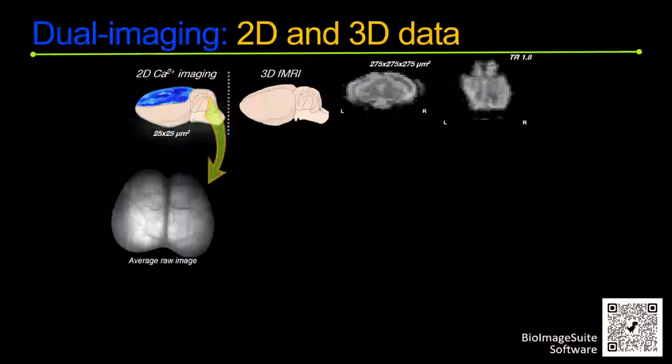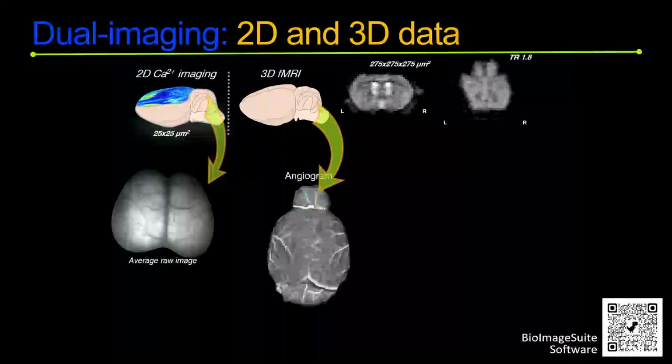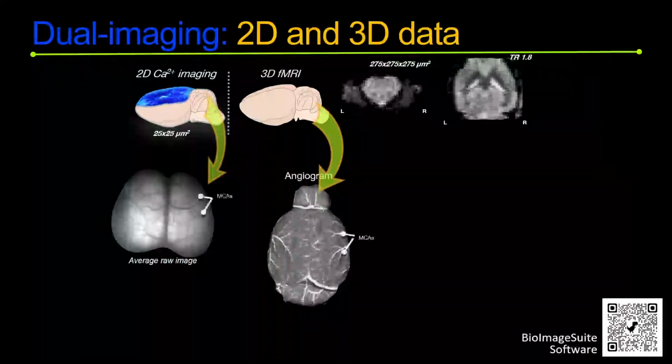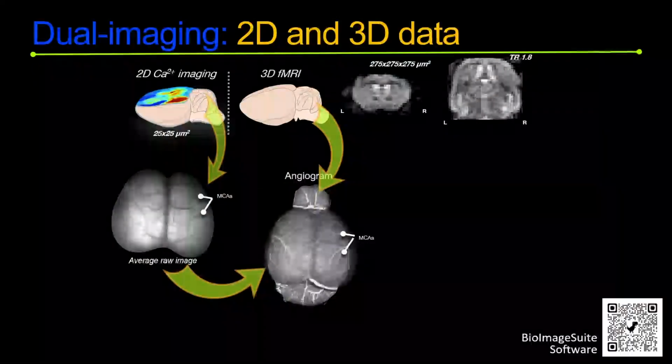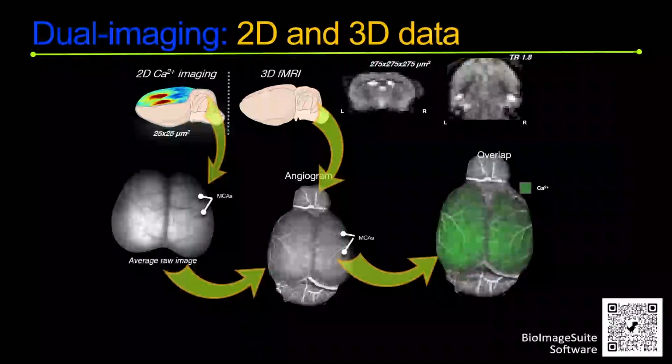So now the problem is, how do we merge these two very different types of data onto the same space? What we do is, from the MRI side of the story, we acquire an angiogram. With the angiogram, we can follow the blood vessels on top of the angiogram and the calcium optical data, and then we can overlap the two and transfer all the calcium imaging data on top of the MRI space.